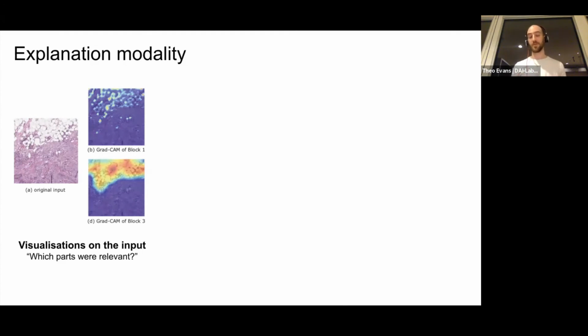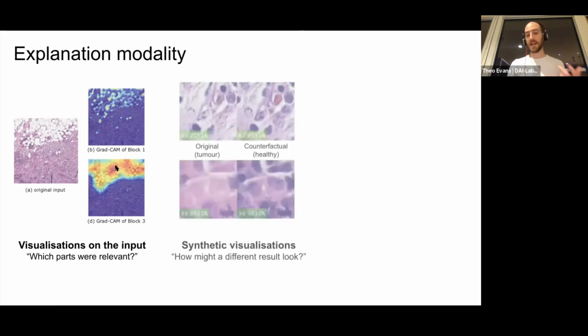Partly, or in large part, because there are so many different ways to provide a heat map. There are so many different tricks and approaches we can use from the machine learning world to provide some kind of projection onto the input space to give an idea of the relevance of different parts of the image. Relatively less frequent are synthetic visualizations, where we provide potentially a counterfactual example for a given classification algorithm.